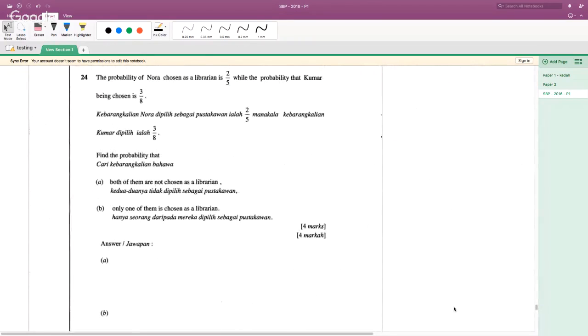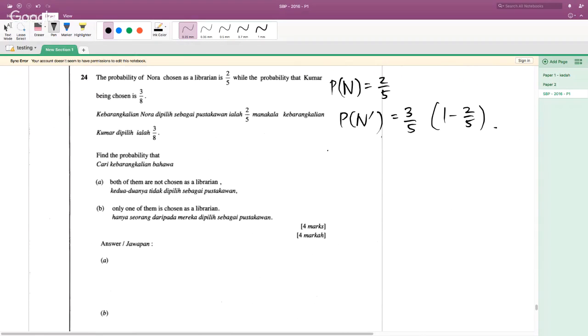Okay, 24. The probability of Nora chosen as a librarian is 2/5, while the probability of Kumar being chosen is 3/8. So over here, I say the probability of Nora being chosen is 2/5. If Nora is not being chosen, I put a dot, which means complement, not being chosen, will be 1 minus 2/5, right? So it will be 3/5.